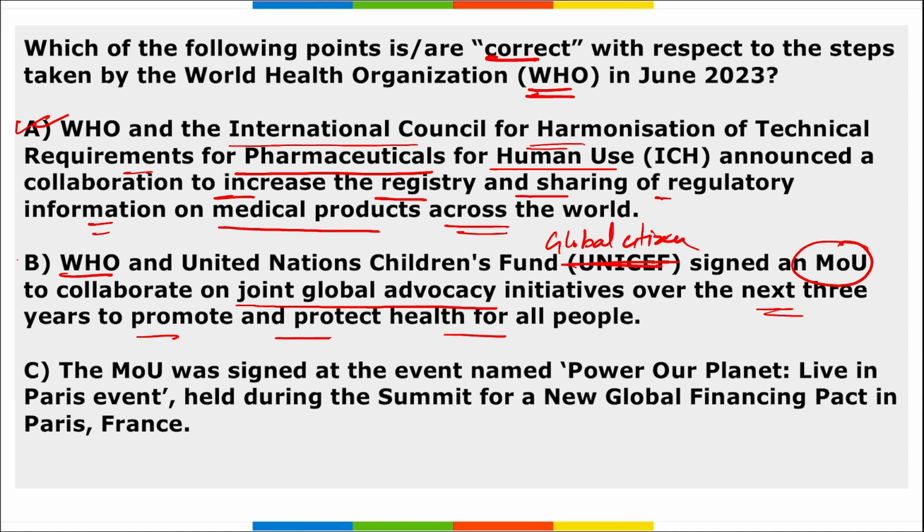Correct? And the third option is the MOU signed at the event named Power Our Planet Live in Paris, held during the summit for a new global financing pact in Paris, France. So yes, the event here is also correct, and it was held in Paris, France. So the correct option is option A and C.